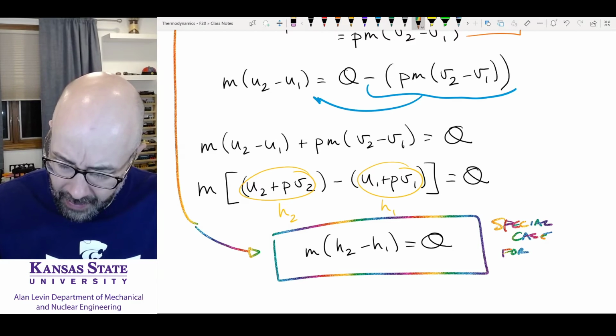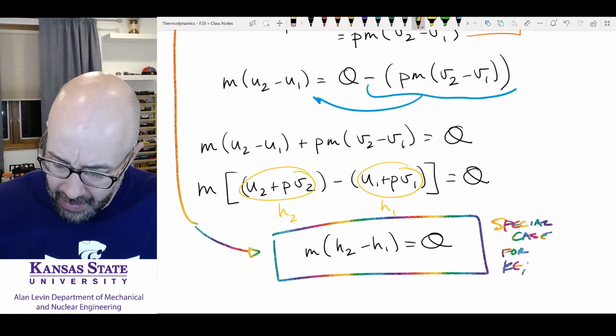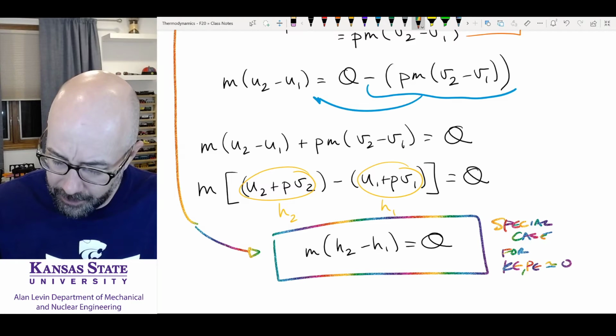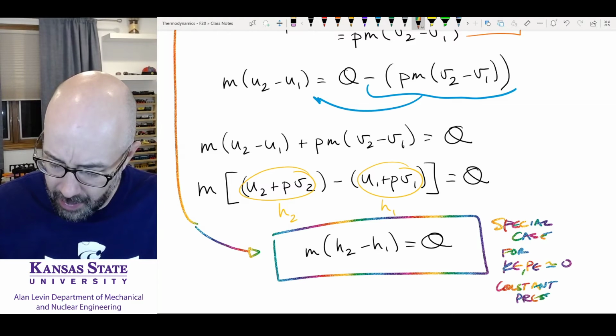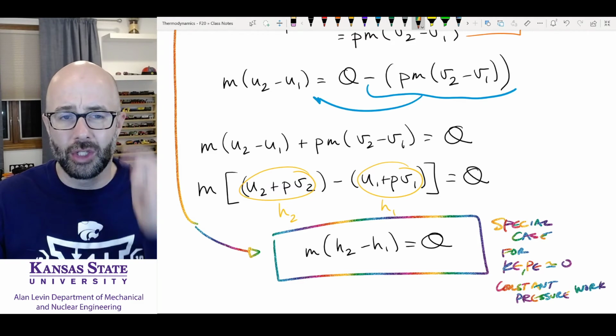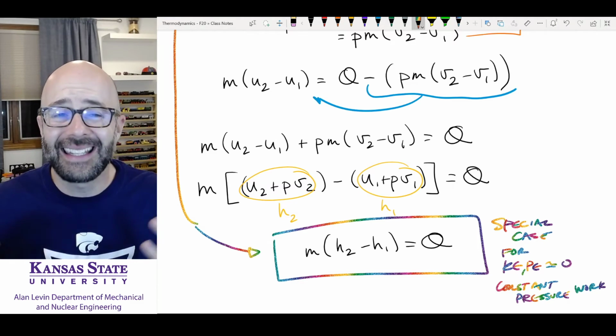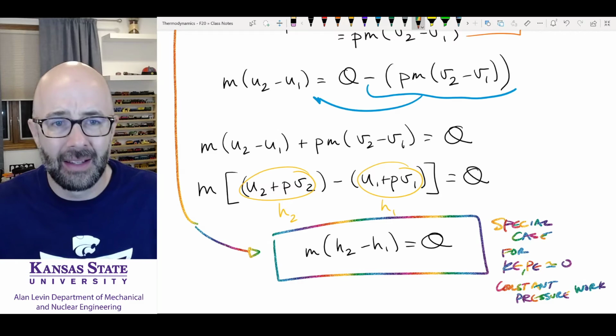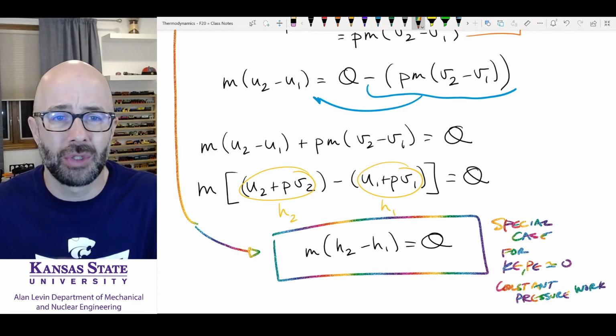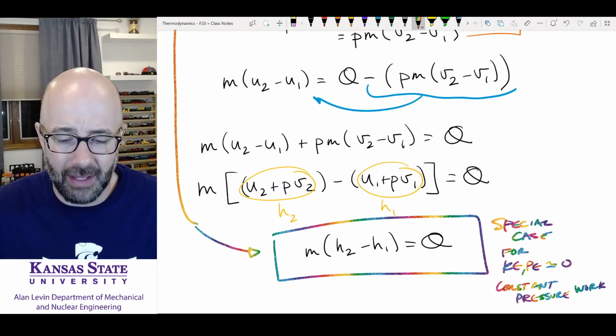For constant pressure work, KE and PE go to 0. That is important that you understand, but it can save you lots of time. Now we can really just look up those 2 things and it saves us effort.